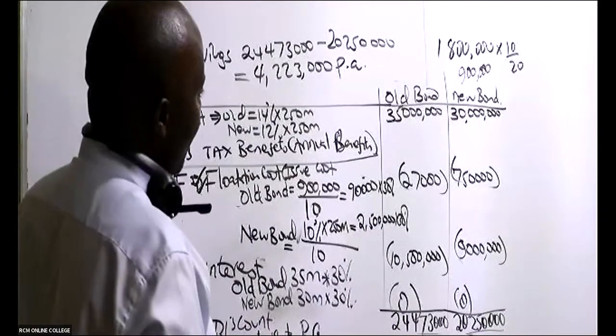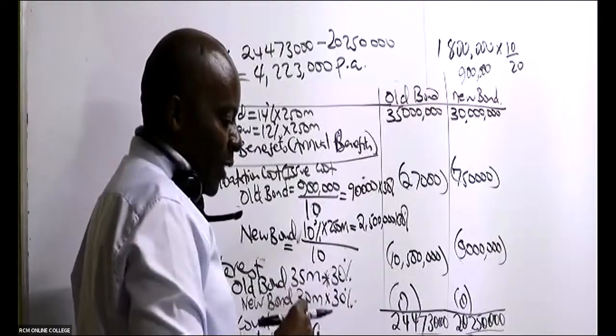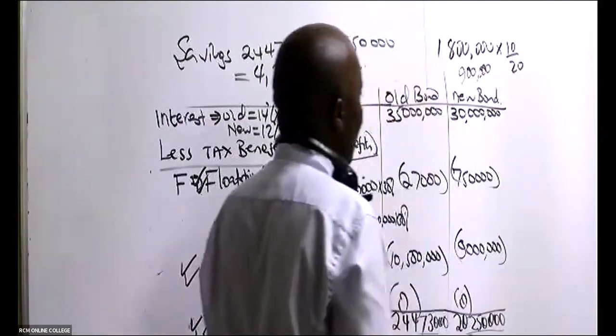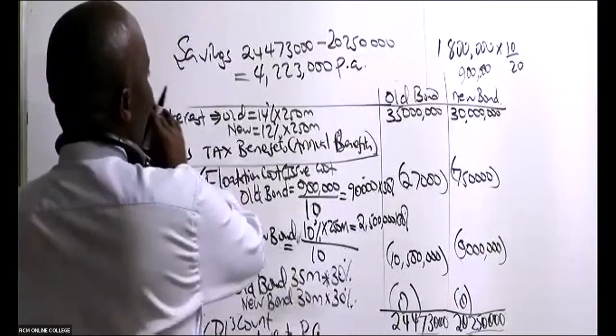Now, Roman 3, they want you to get the net present value.